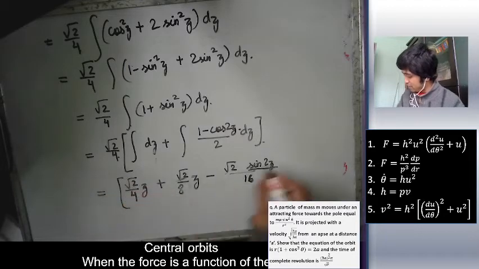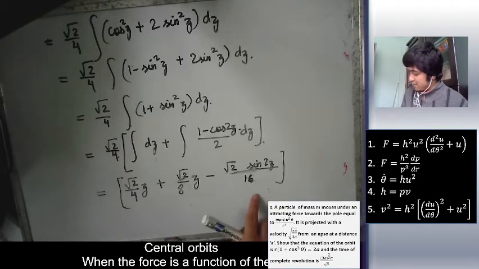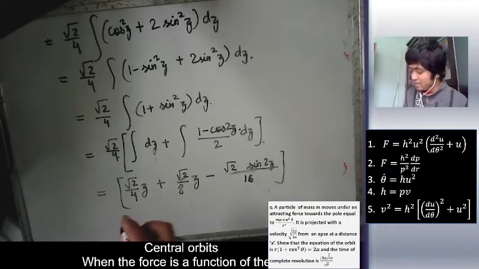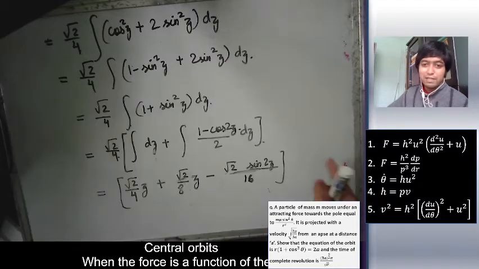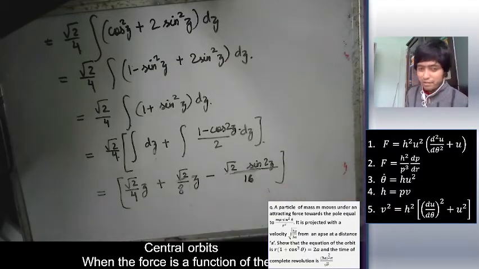Okay, so this is what we are having. So this is the complete integration. Okay, you will even have that constant, but I am not writing it down, because after substituting the limits, the constant will get eliminated eventually. Okay, you can write plus c if you want to.